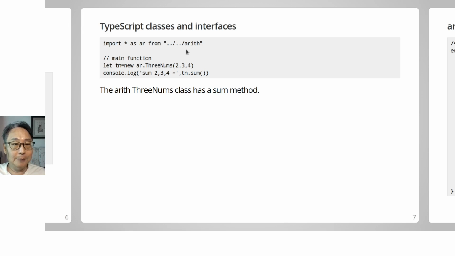And just like in Go, we can alias arith to a shorter name. I've aliased it to AR. So that's how a new type, or a new class in TypeScript, is instantiated. And 2, 3, and 4 are assigned in the constructor to internal member variables, instance variables. And here I will print the sum of 2, 3, and 4 using the sum method of the tn instance.